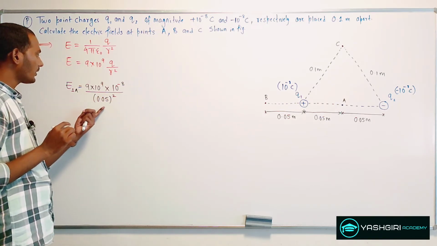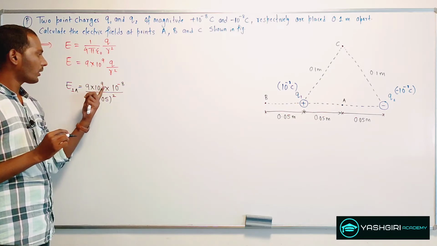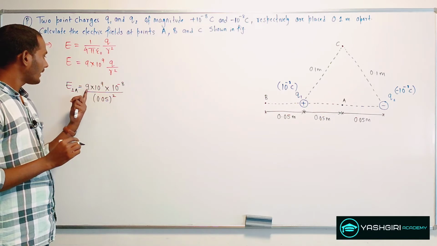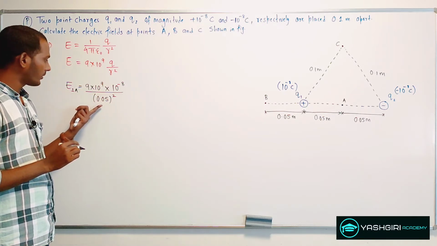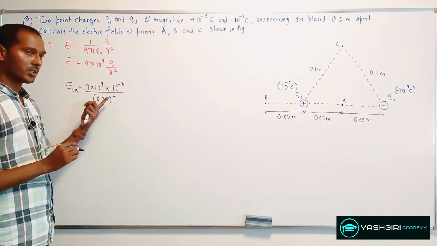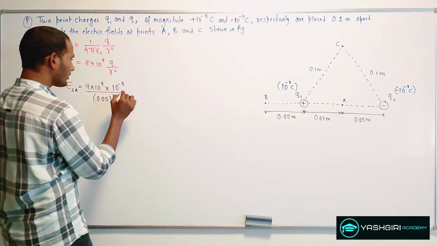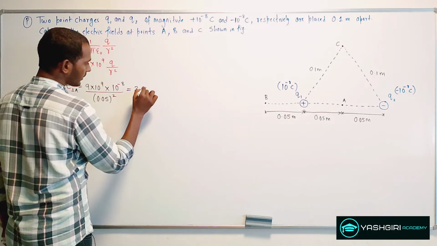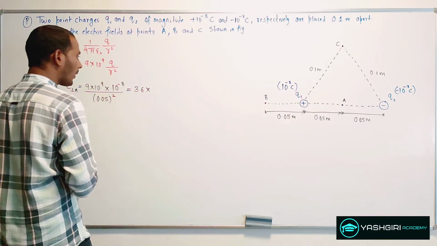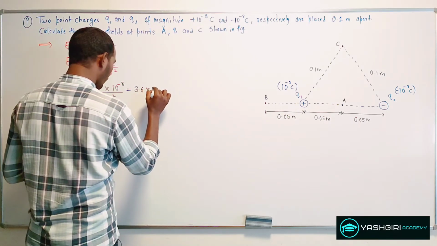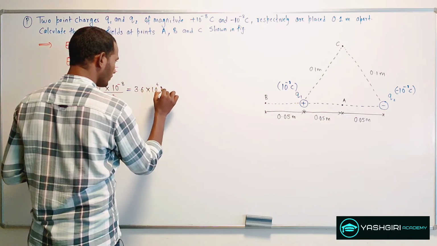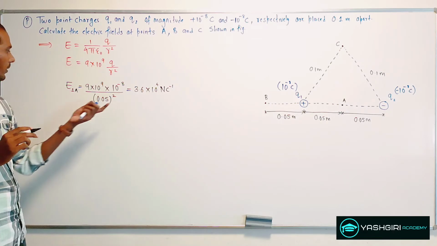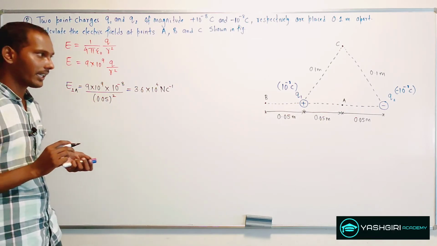Now here if you solve this, 10 to the power 9 into 10 to the power minus 8, that will give me a 10, and 9 into 10 divided by this 0.05 square, that will give me the answer to be of 3.6 into 10 to the power 4 Newton Coulomb inverse. So that's the magnitude what I'll get at the point A.